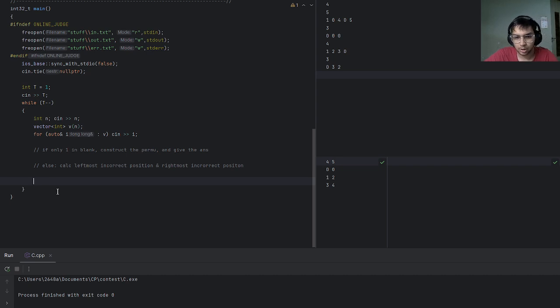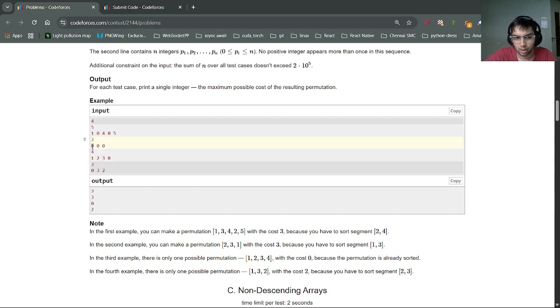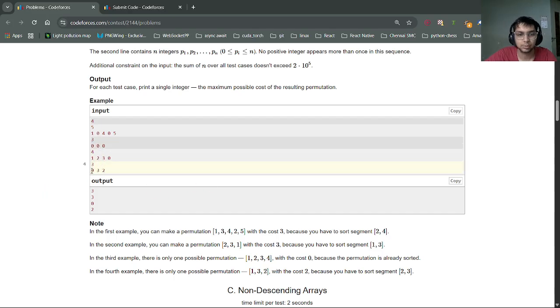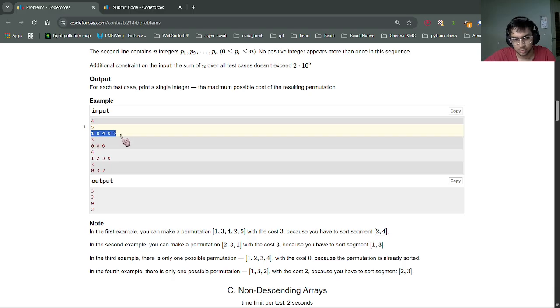But to be honest, zero is always maybe in the wrong position. Because we just need the lengths.